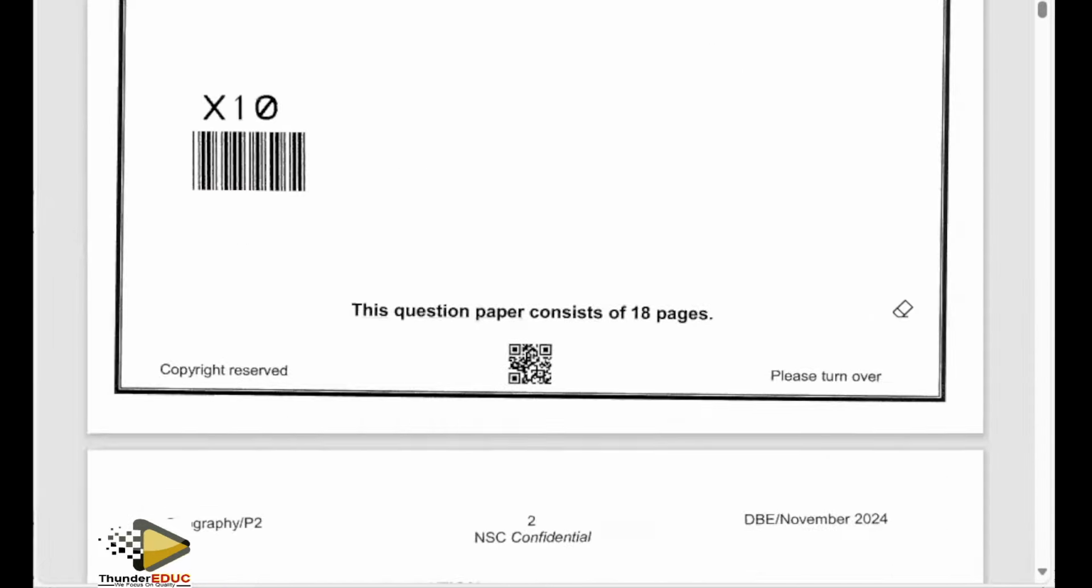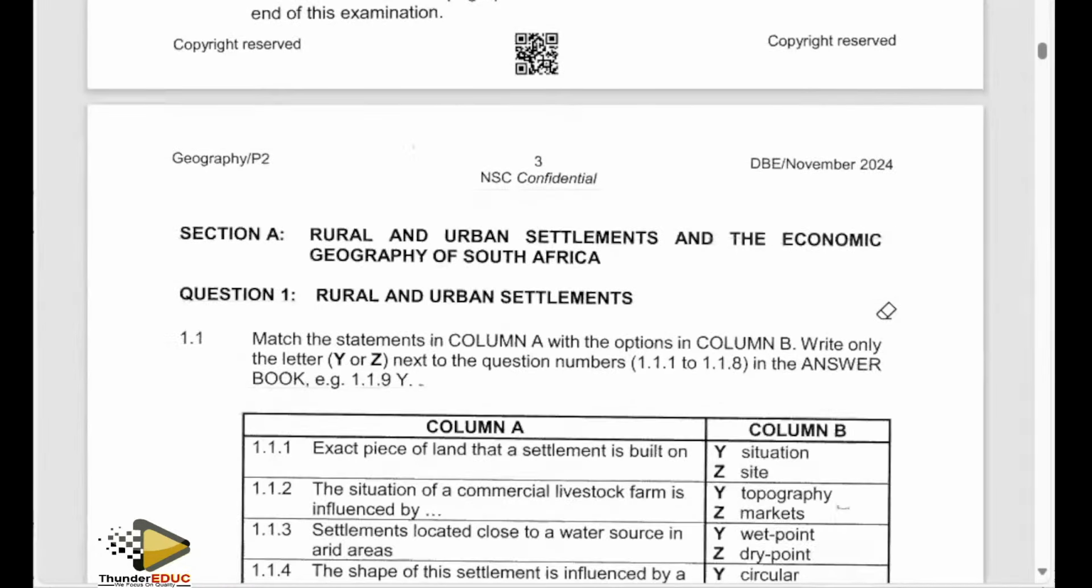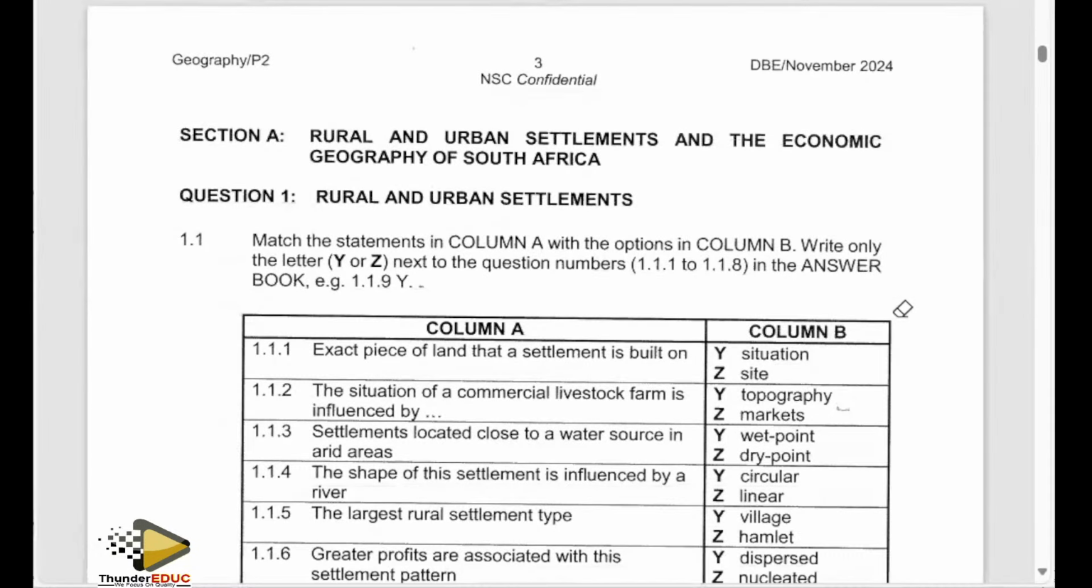As usual, we understand that our paper is comprised of two sections, with question 1 and question 2. Question number 1 is rural and urban settlements, 60 marks, and the economic geography of South Africa, 60 marks. Section B, as usual, is geographical skills and techniques, which is composed of 30 marks. Right. Going to our first question, our first question on rural and urban settlements.